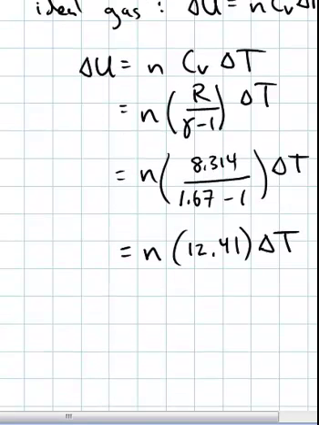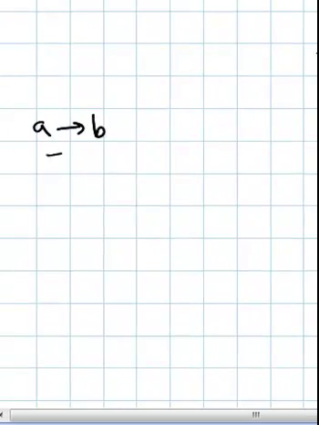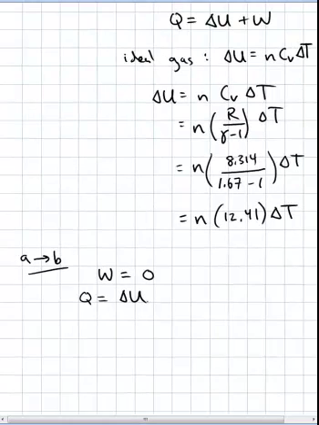All right. So let's start filling in what we know and working through here. So let's look at the path from A to B first. And the first thing we know is that W is 0 because the volume does not change. Right? If the volume doesn't change, the gas can't do any work. We can't do any work on it. So those are linked together. The work done is 0. So that tells us that Q is equal to the change in internal energy.